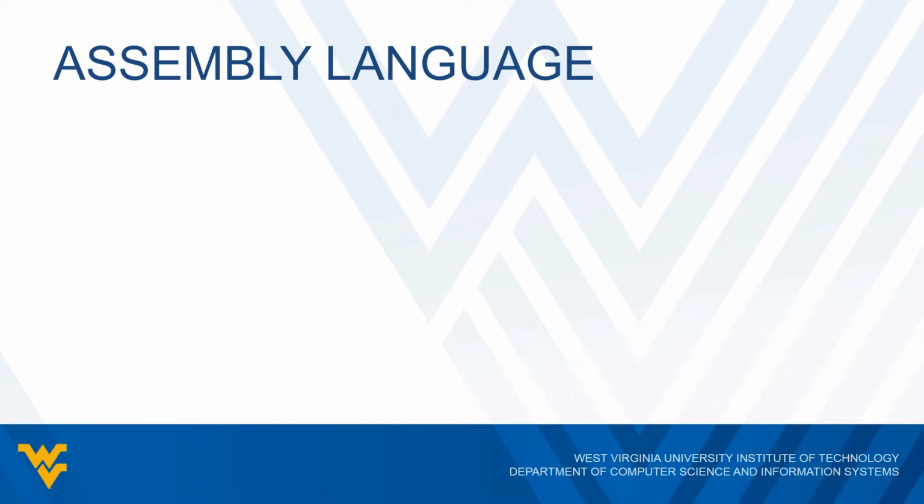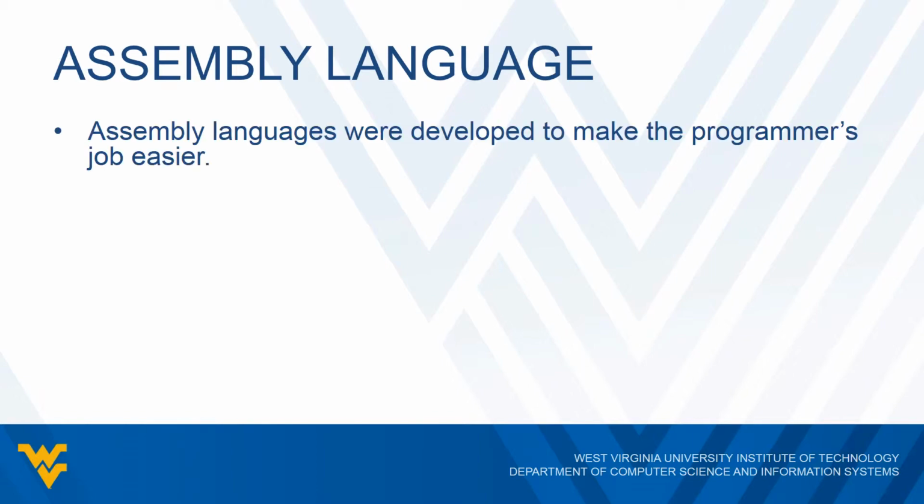So yeah, programming in pure machine code is not very fun. I mean, imagine trying to do all those ones and zeros. It's quite tedious. So the good news is we've made improvements since then. We have what's called the assembly language, and this was developed to make the programmer's job a lot easier. Is it perfect? No, but it is a lot better than trying to do it in machine code.